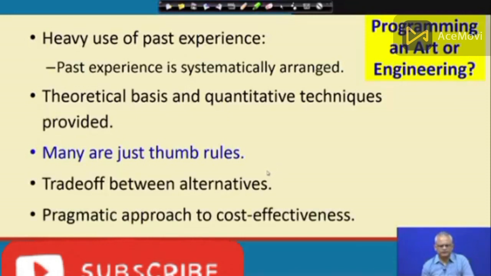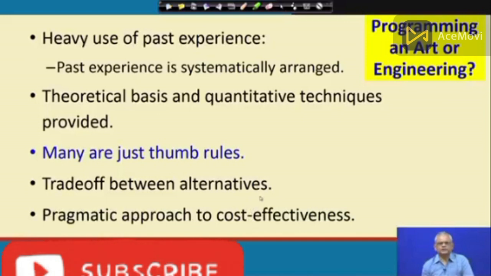There is a trade off between alternatives, because when we design software, we have to look at various kinds of trade offs, such as the complexity of the software, the cost, and so on. And because of the trade off between alternatives, we have a pragmatic approach to cost effectiveness.